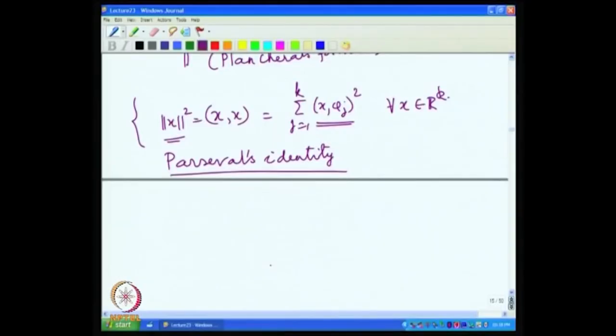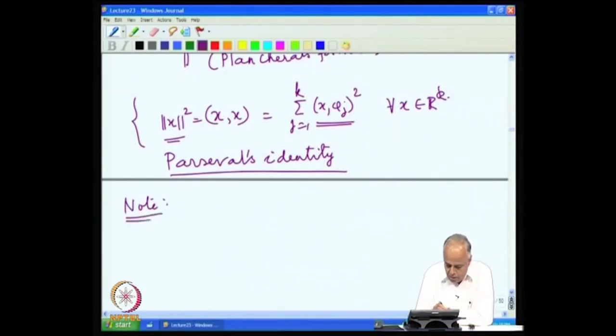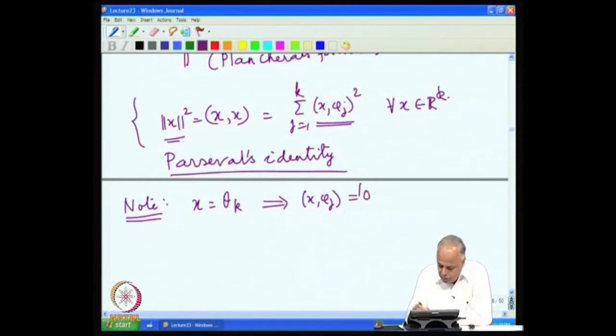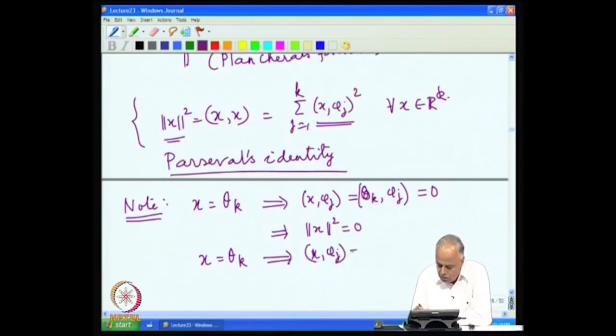These are very important facts. Note that if a vector x is the zero vector θ_k, then all its Fourier coefficients must be 0, because the inner product of x with φ_j is equal to the inner product of θ_k with φ_j, and the inner product of the zero vector with anything is 0. So all the Fourier coefficients are 0, and therefore we get norm x squared is 0, which is what we want because the length of the zero vector is 0. So whenever x is the zero vector, the Fourier coefficients are all 0 for every j equal to 1 to k.